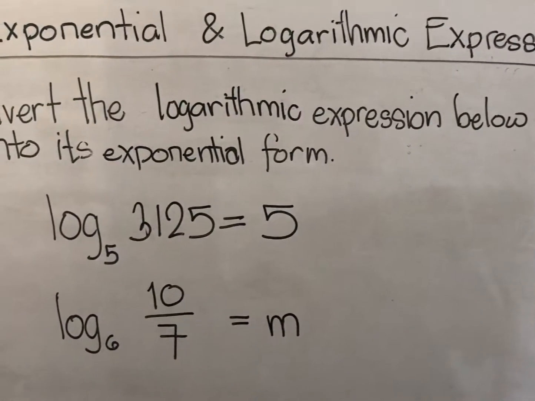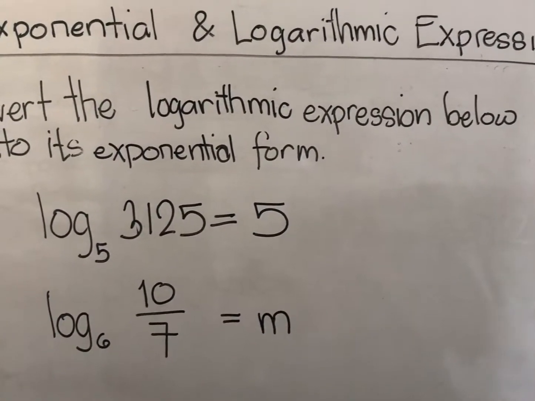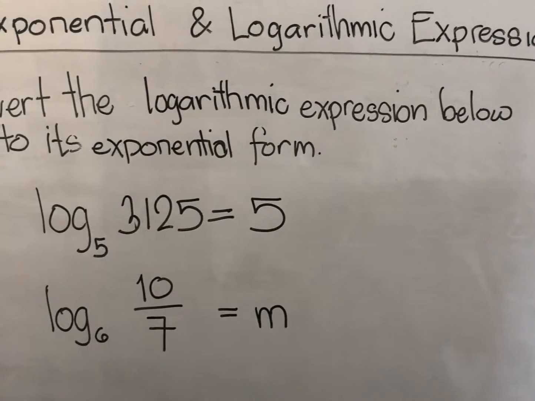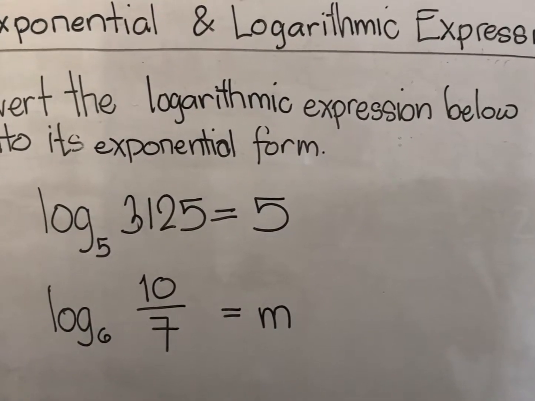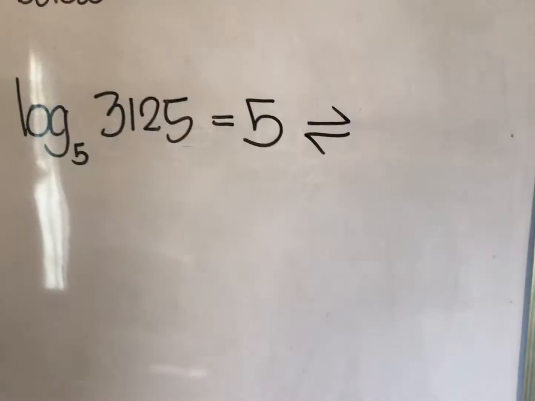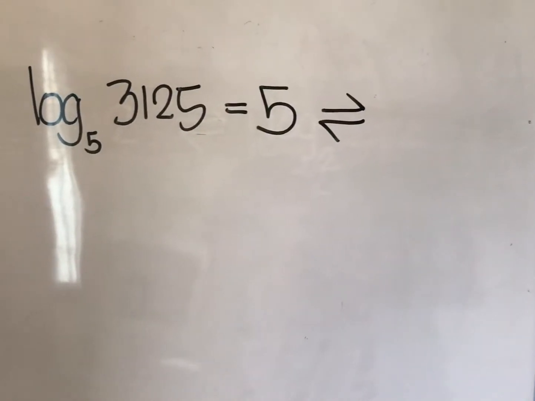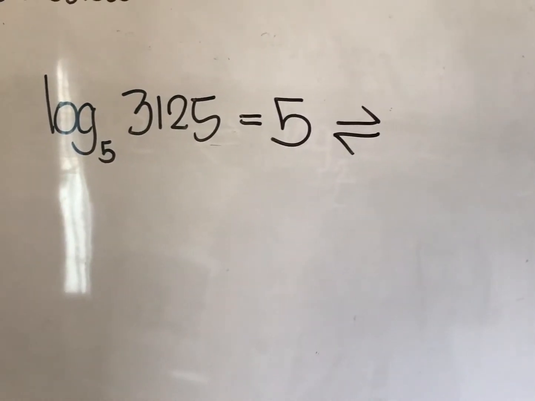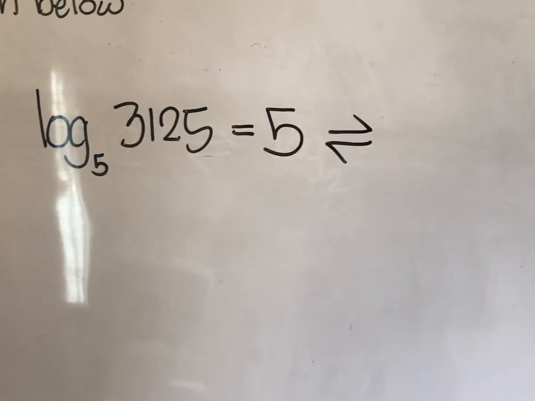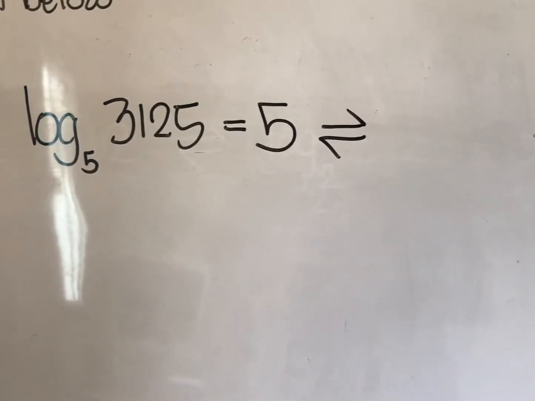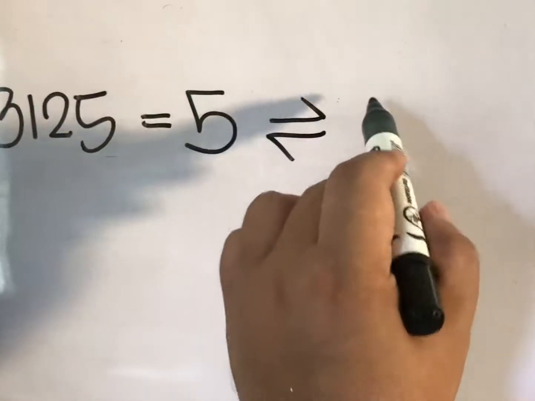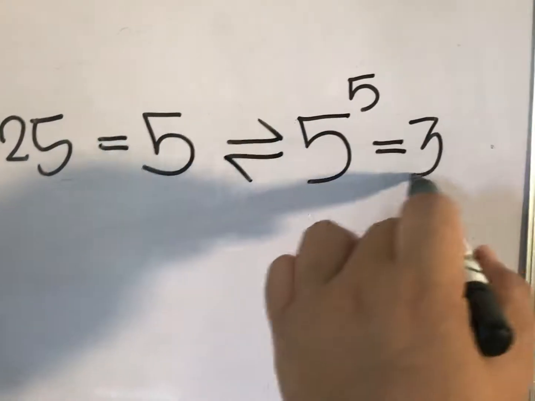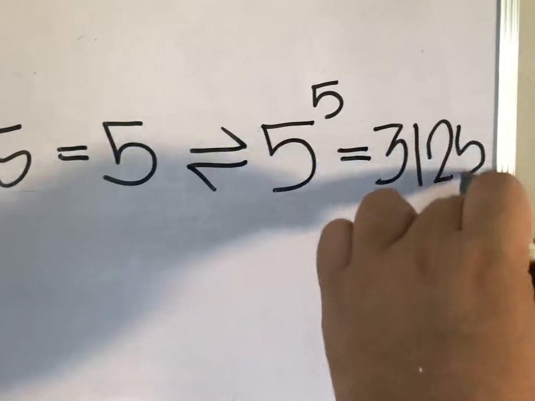Now we reverse our exercise, and supposing we are given instead logarithmic expressions, can we convert them into their exponential forms? Well, of course we can. So in this first example, we are given that the logarithm of 3125 to the base of 5 is 5. In exponential form, that can be written as 5 raised to the 5th power is 3125.